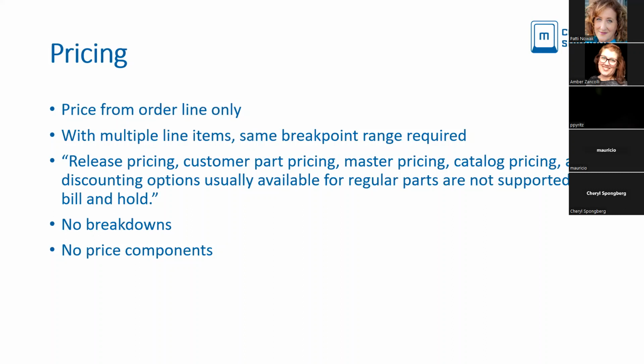Pricing has some specific conditions and limitations. Pricing is only accepted from the order line. So any items, charges, or details that you need included in your price need to be on that line. Again, with multiple line items, you need to use that same range for your breakpoints. And there's a quote here that's the specific text from Plex on pricing limitations. So we see that it precludes us from using catalog pricing or customer part pricing.